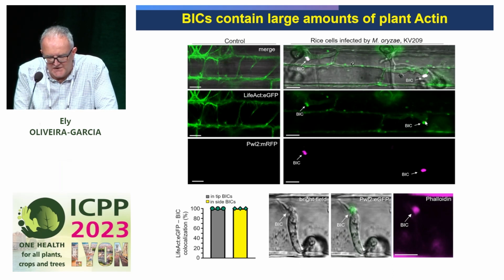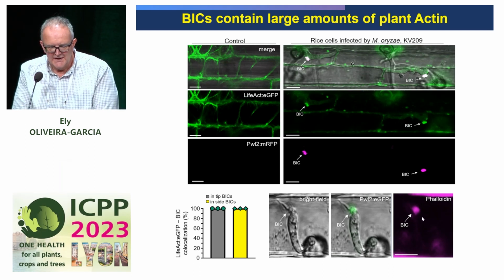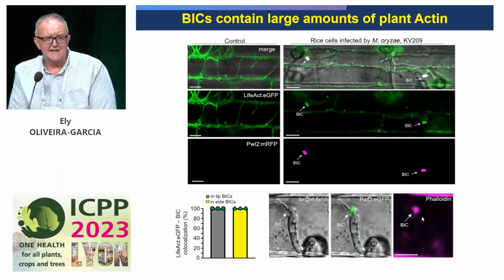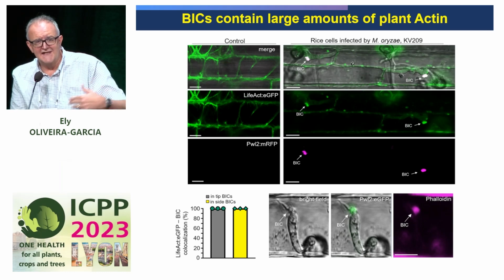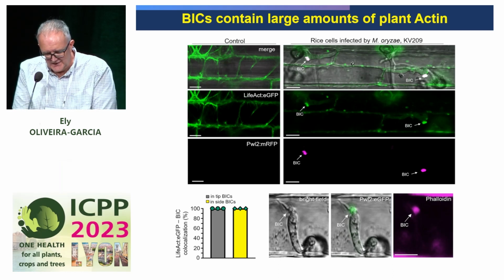actin association with the BIC. So this is a LifeAct-GFP line of rice, and you can see that there's a strong association of actin with the BIC, and you can also see that using phalloidin staining too. So there is a strong actin association with the BIC, and we can actually see it tethered to the rest of the actin cytoskeleton under high resolution.